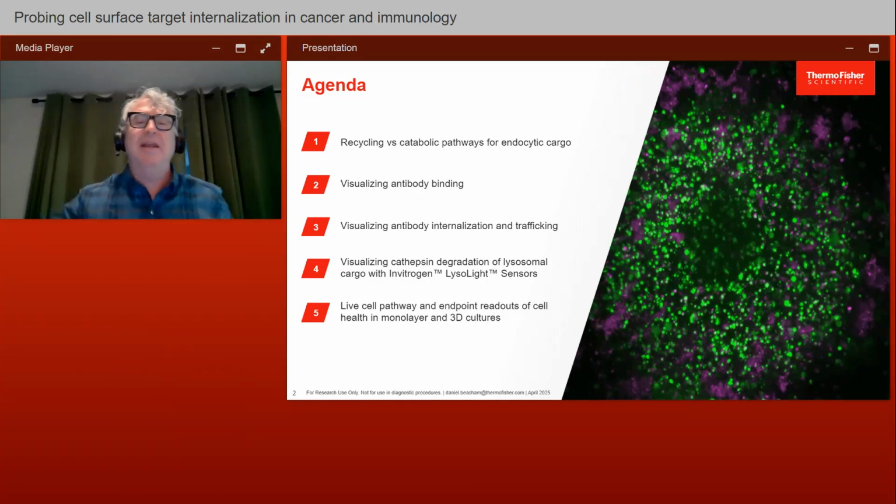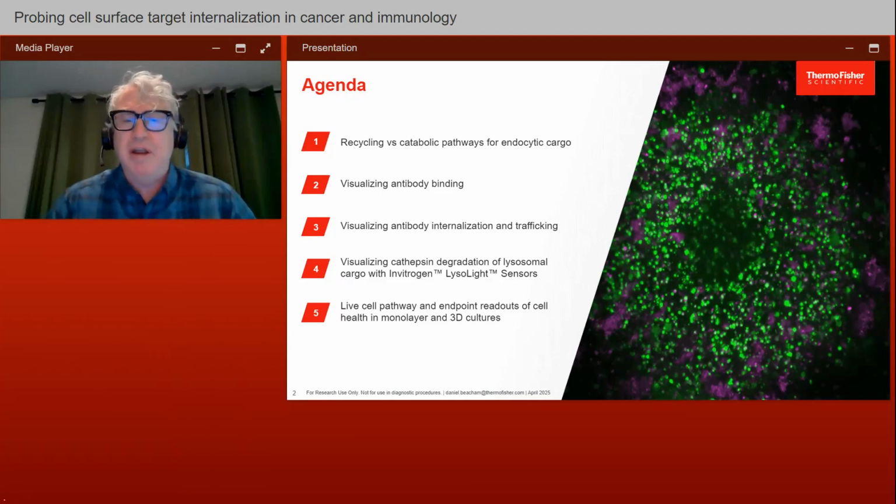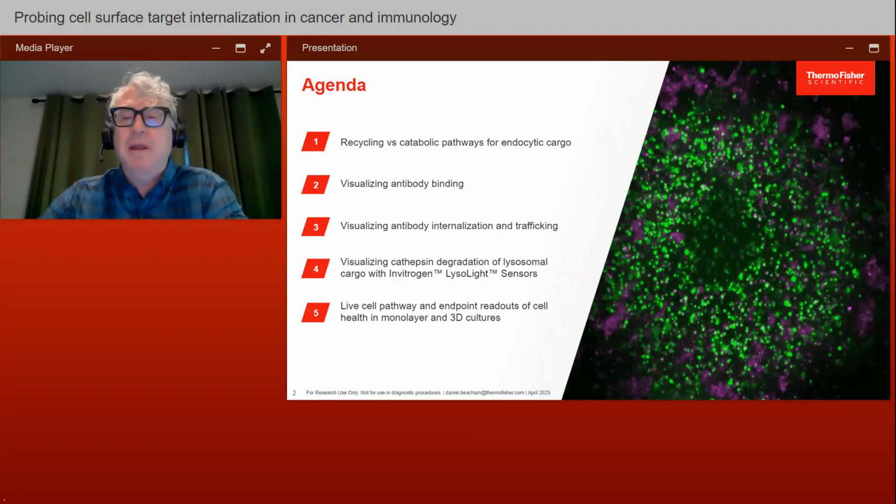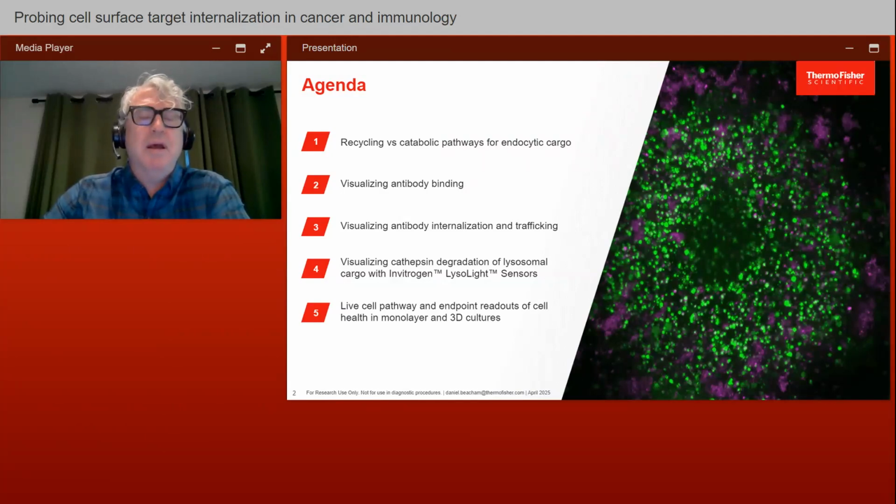And then at the end, I've got a new section that we're pretty excited about, with a new sensor for endpoints in the lysosome pathway, in particular a new sensor dye that activates selectively down there. I've also put in some examples of endpoint and live cell readouts of cell health, and even a couple of 3D cultures. The live cell piece is going to be key throughout here, because many of these assays do rely on intact cells or their enzymes and pathways to visualize. And so, I'm previewing here.